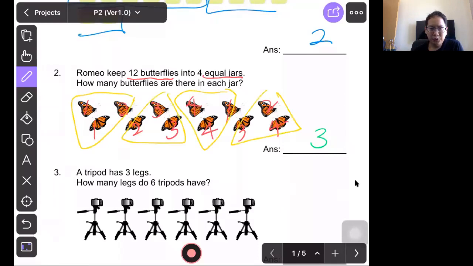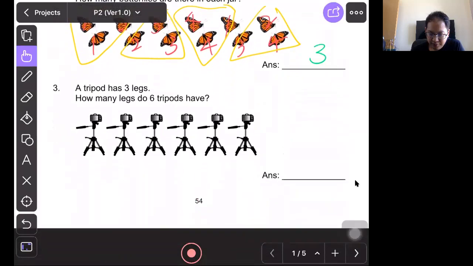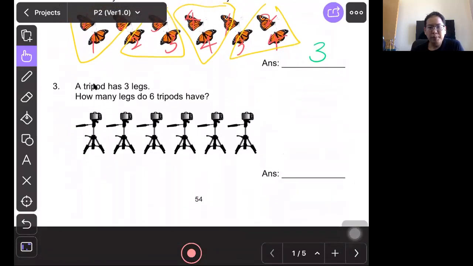Now we come to question 3. A tripod has 3 legs. How many legs do 6 tripods have? 1 minute to do this question.